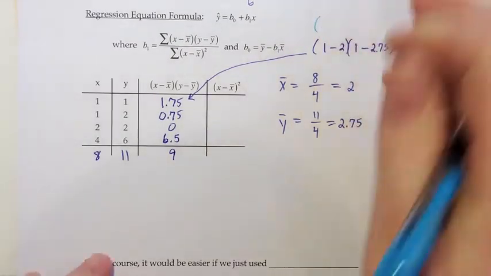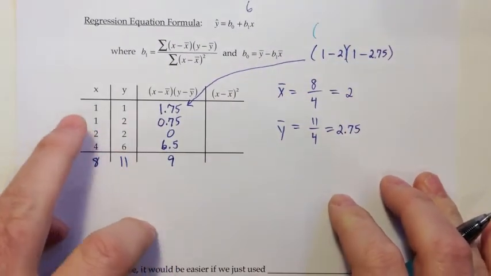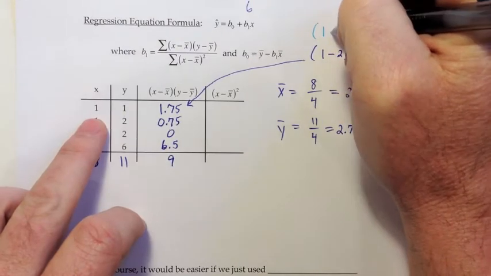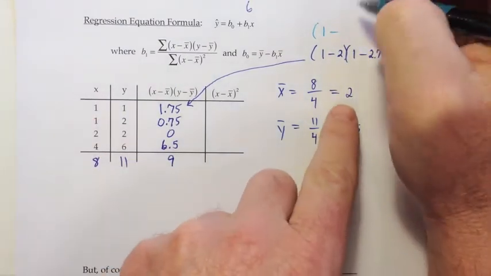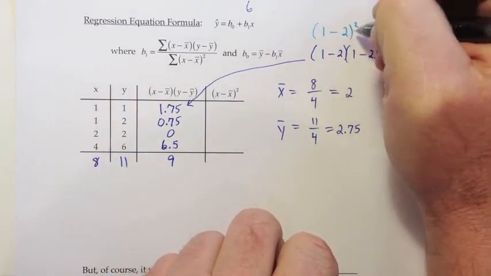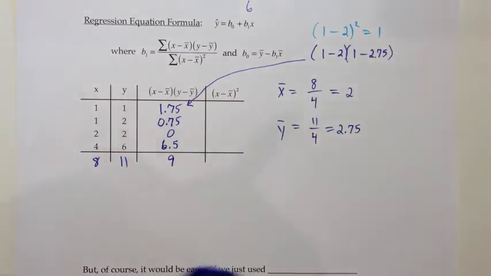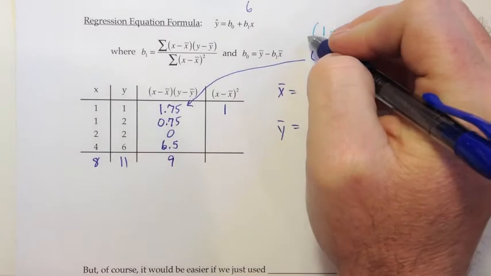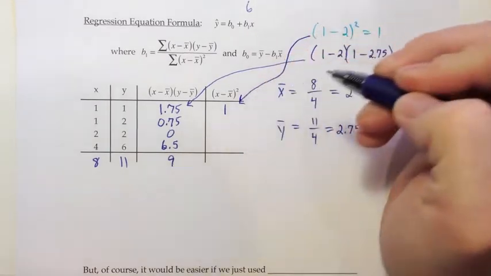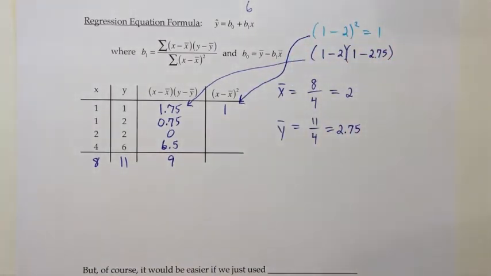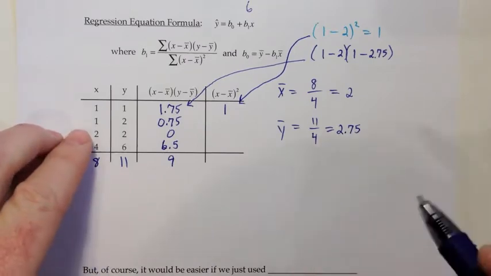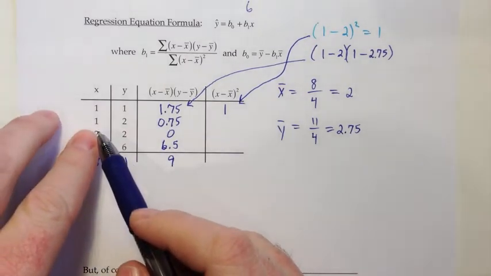So let's see, our first x value is a 1, and then minus x bar, which is 2, and then we would square that, so that's negative 1 squared, or positive 1. Go ahead and write that in there, and draw the connecting arrow so you can see where that one came from. And then we just want to do that a few more times. And I think we can actually do a lot of these in our head. This one's a lot easier.